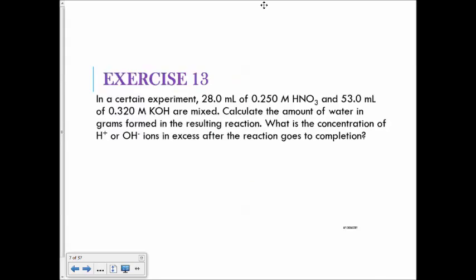Good. All right, now, I already see something when I look even at the first sentence. In a certain experiment, 28 milliliters of 0.250 nitric acid and 53 milliliters of 0.32 potassium hydroxide are mixed. What happens when we have both reactants like that again? It's going to be a limiting one, right? What is the concentration? Oh, calculate the amount of water in grams, so limiting. Then it also wants an excess.